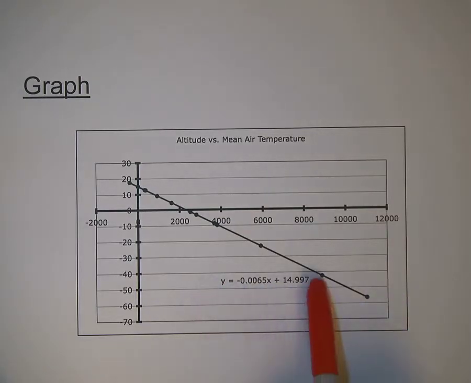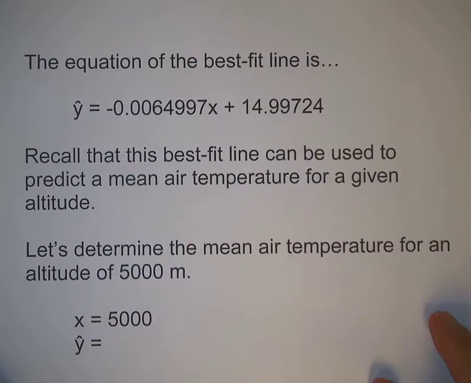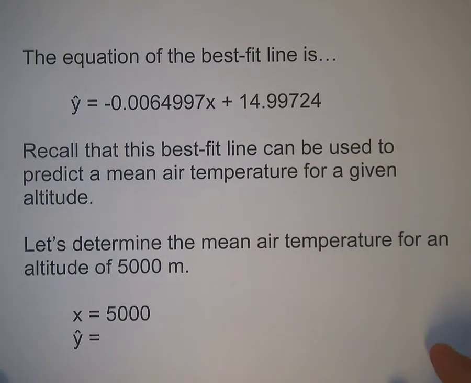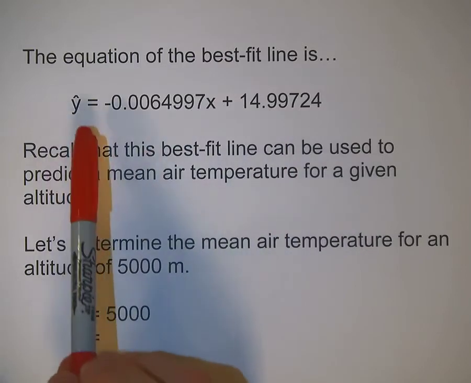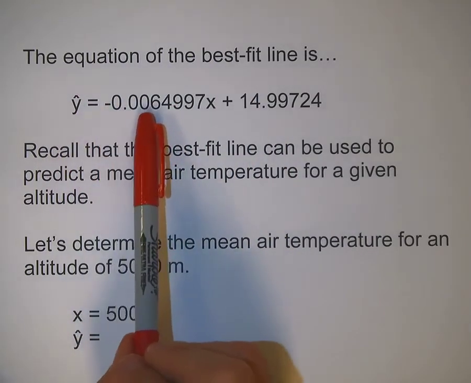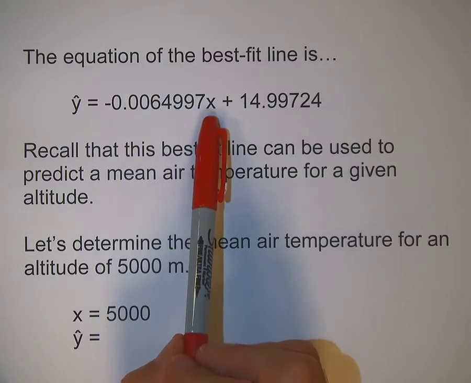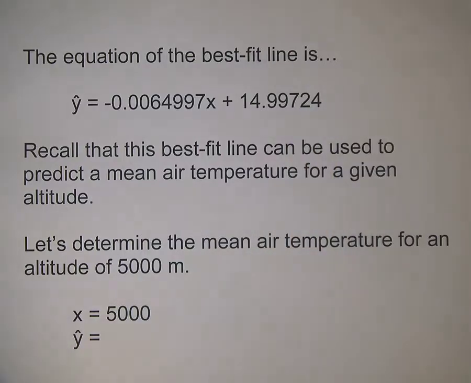And what I've done here is put a line of best fit, and this is the equation for that line of best fit. This is actually rounded, so I've reproduced it here with less rounding. The equation is y hat equals negative 0.0064997x plus 14.99724.